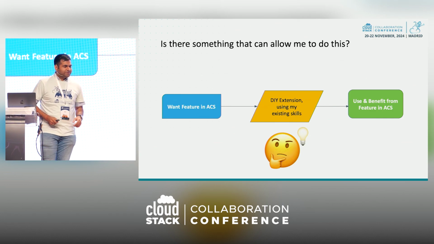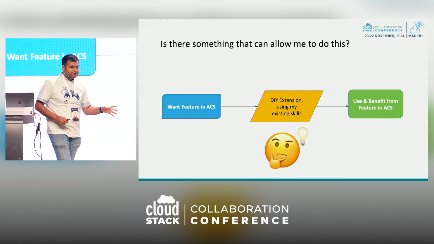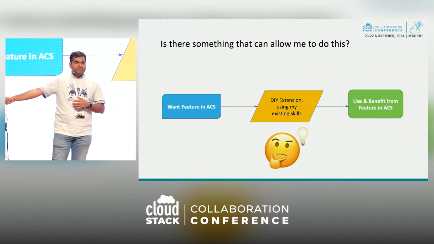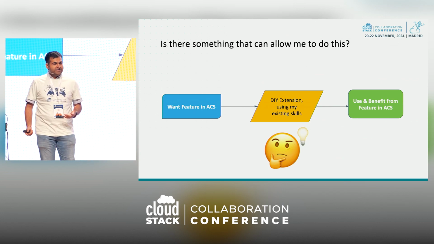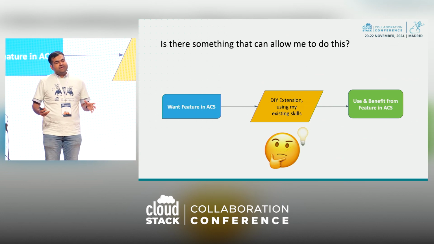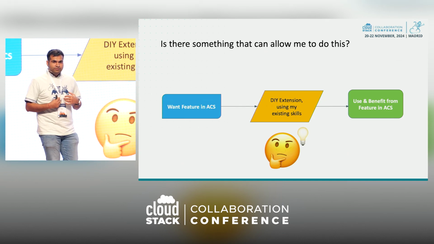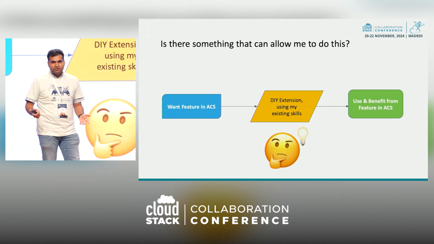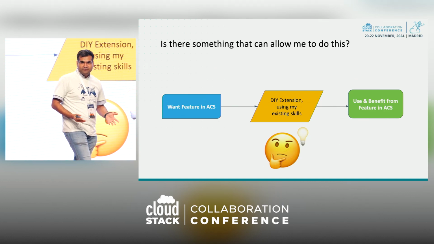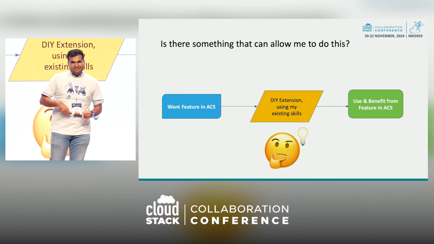Basically, what you want to do is you have a feature, you want a feature in CloudStack, and why do you want a feature? Because there's benefit out of that feature. And the question is, can there be something that I can make to solve my problems right now, maybe tomorrow, maybe by the end of this week, but not wait for 6 months, and using my existing skills.